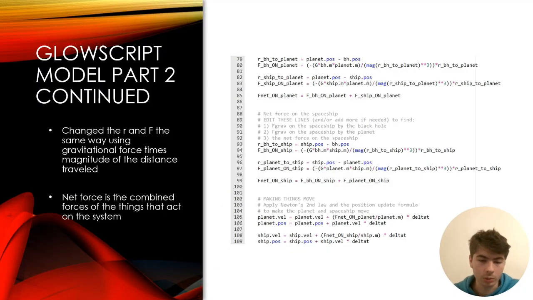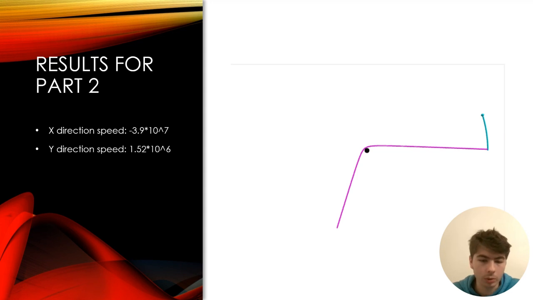Here's the GlowScript model in part 2 continued. We changed the r and the F the same way by using gravitational force times magnitude of distance traveled, and the net force was found by combining the forces of the things that act on the system. For example, for FNet on planet, we did FBH on planet plus FShip on planet, which was the FNet for that thing. Our results for part 2, as you can see on the right side, when x is negative 3.9 times 10 to the 7 and our y is 1.52 times 10 to the 6th, for our velocity, the purple line represents the spaceship, and you can see it just barely misses the black hole and escapes the system.